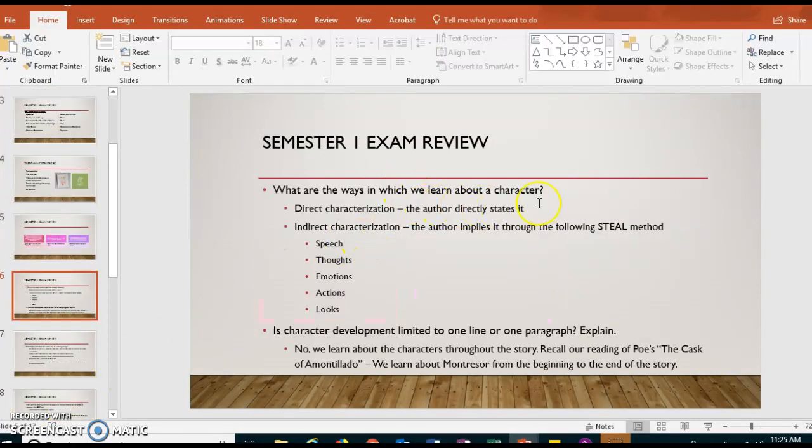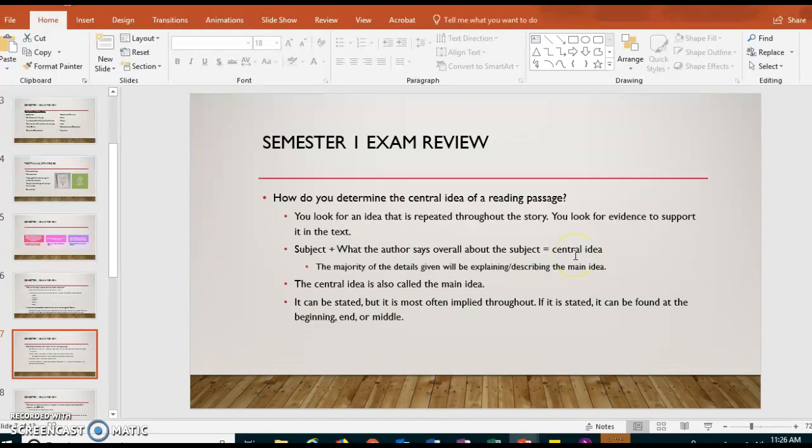So what are the ways that we learn about characters? We talked a lot about direct characterization, right? So the author talks directly. We talked a lot about indirect characterization. That's a lot of times through their speech, thoughts, and emotion. Is character development limited to one line or paragraph? Obviously not, right? It can be, but it doesn't have to be. It can be developed throughout the entire story, right? So we learned a lot about that in Cask of Amontillado.